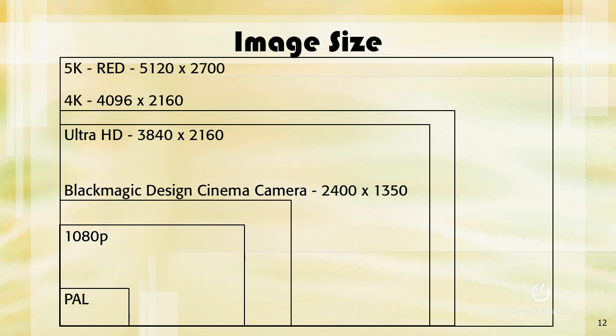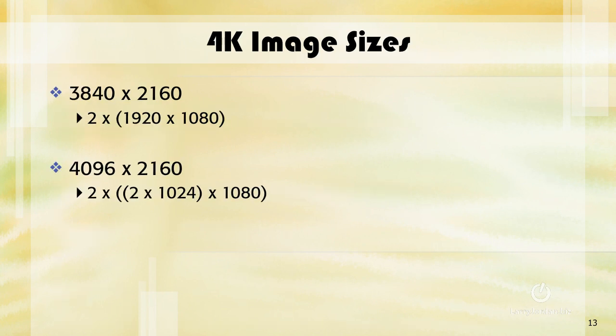Even 4K has 2 different sizes, Ultra HD and 4K, both of which are arguably a 4K image. In fact, we have 2 different sizes depending upon how you decide to calculate the math. 3840 by 2160 basically takes a 1080 image, 1920 by 1080, and multiplies each dimension by 2. This is the easiest size to use when you're up-resing a 1080p image.